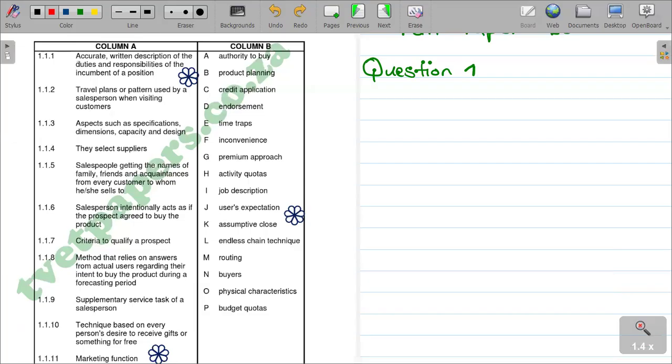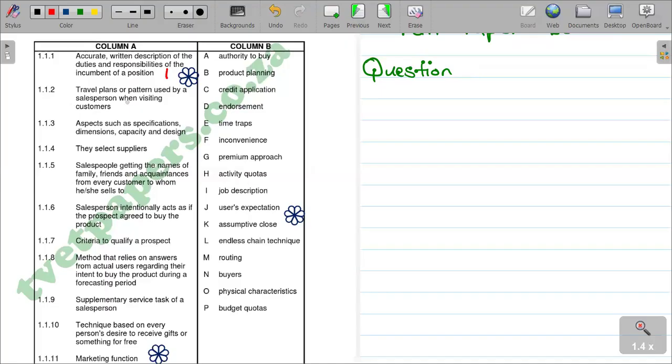1.11. Accurate written description of the duties and responsibilities of a position. We call it a job description. So job description is on I. So the answer is I. Any discussion about the duties and responsibilities, we call it what? A job description.